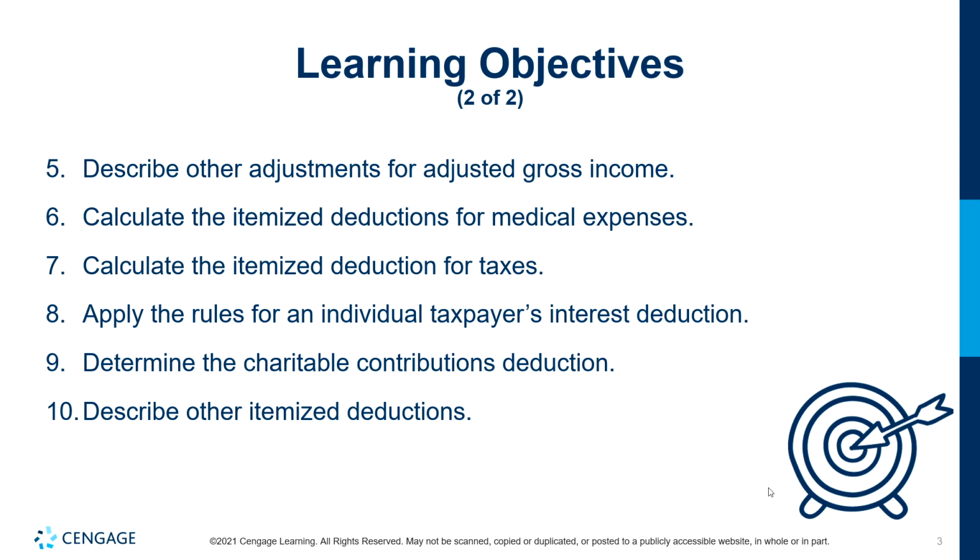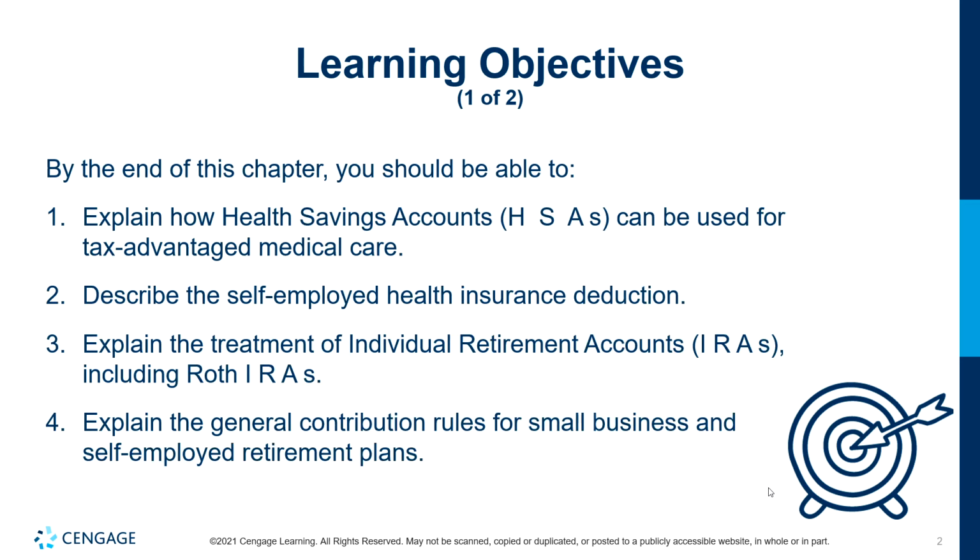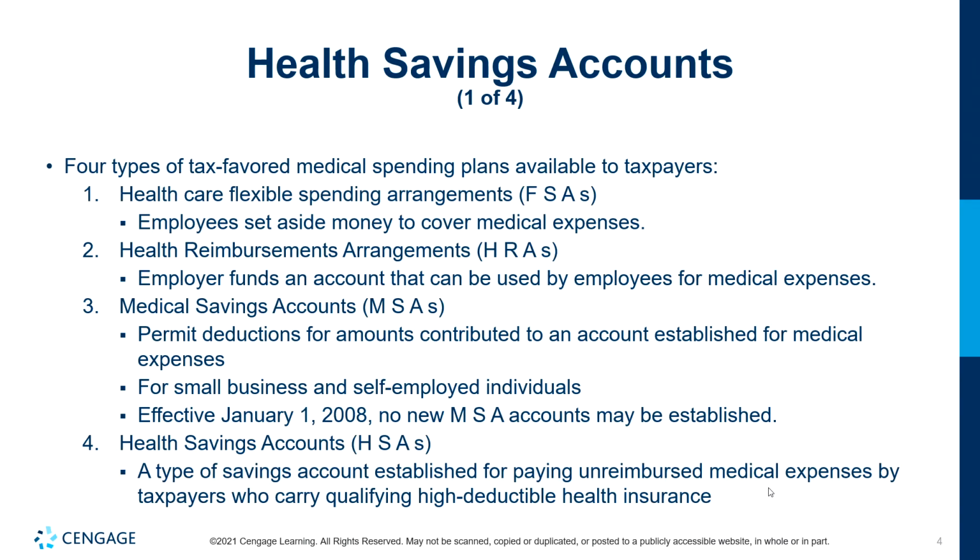We're going to also describe other adjustments for adjusted gross income, or AGI, calculate the itemized deductions for medical expense and for taxes, apply the rules for an individual taxpayer's interest deduction, and determine the charitable contributions deduction, which one has changed this year. And we're going to describe other itemized deductions. So basically, our Schedule A hits around number 6 anytime we talk about itemized. The rest are kind of above the line, but we're going to basically go through each one.